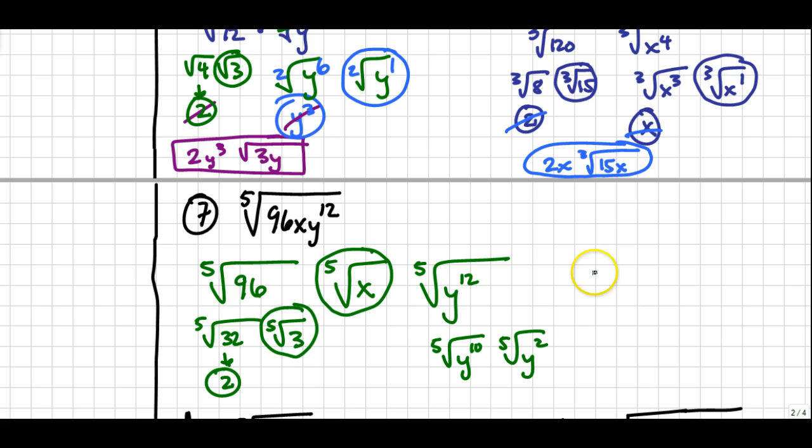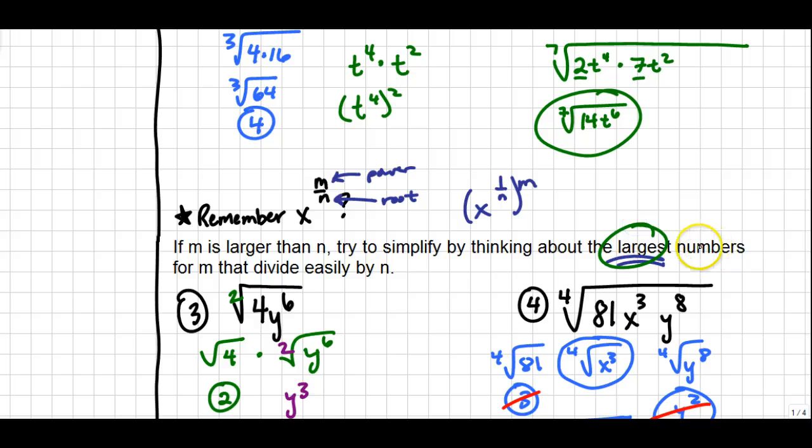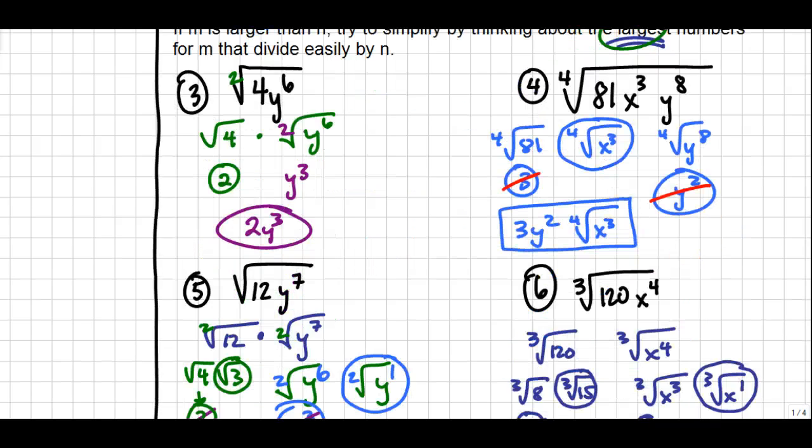Now you could be thinking, what about 5 and 7? 5 and 7 works, but then the 7 still needs to get divided also. So it's better to pick the largest number. That's why we wrote that back up here. Pick the largest number for m that divides easily by n. There are other numbers, you always want to pick the biggest.